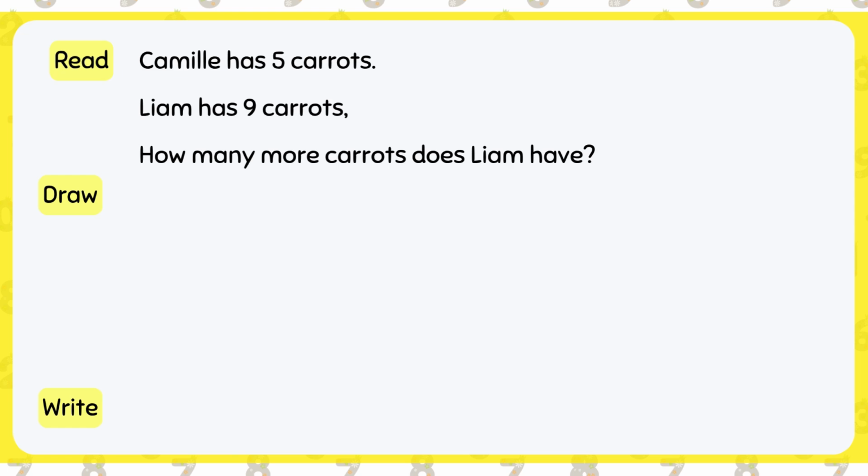All right, so here we go. Let's try to do this a little bit better. So it says Camille has 5 carrots. Liam has 9 carrots. And how many more carrots does Liam have? So we know that when we draw what we've read and what we know, right? So let's start with that first line. Camille has 5 carrots.